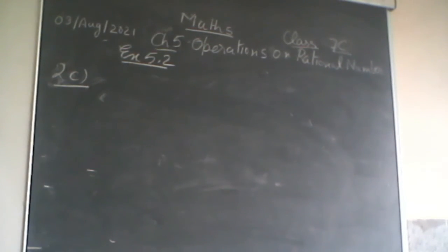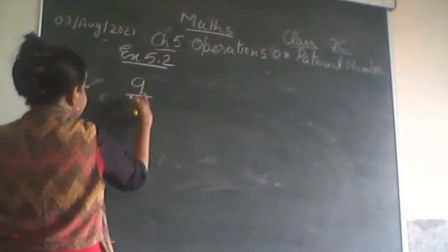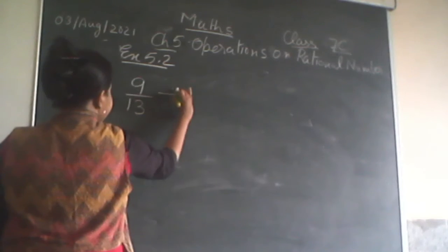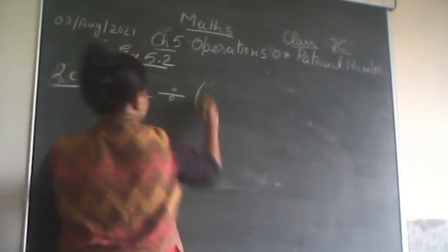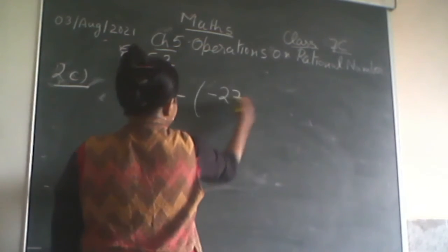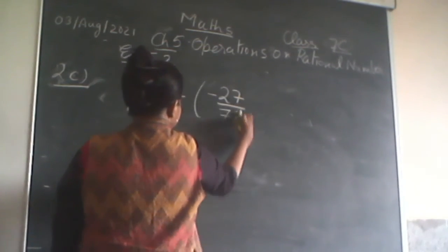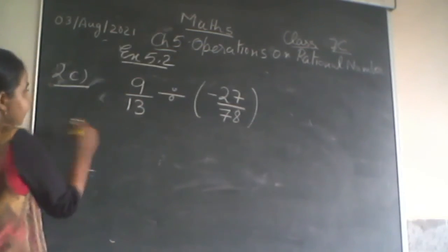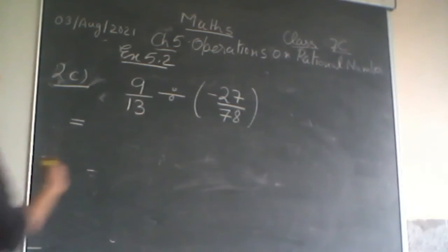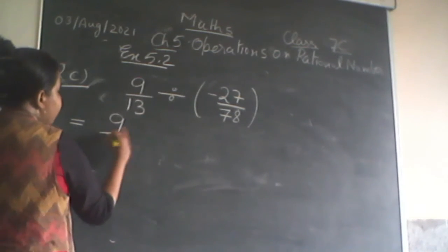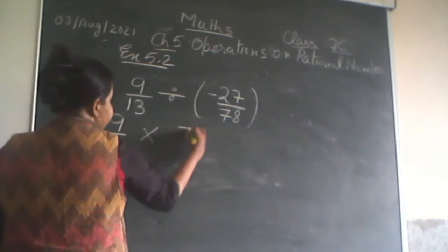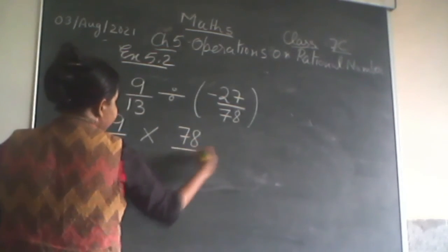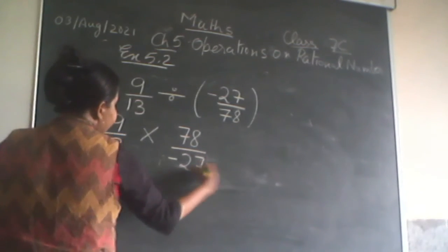Okay. 9 by 13 divided by bracket minus 27 by 78. So what is the next step? Reciprocal, yes or no? Yes, ma'am. 9 by 13 divide will become multiply, and the denominator will become numerator and the numerator will become denominator. Am I correct?